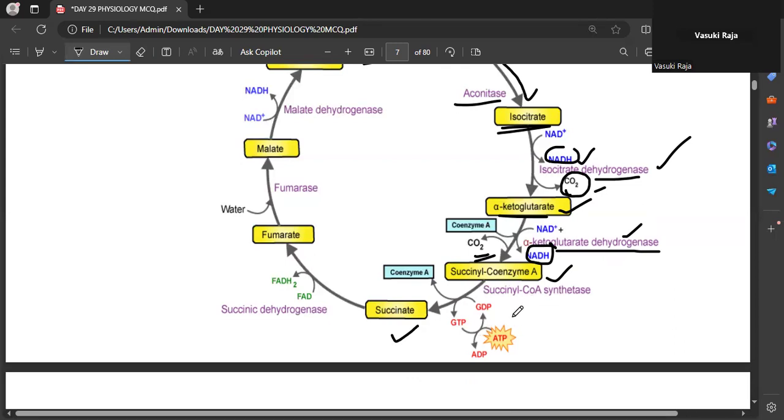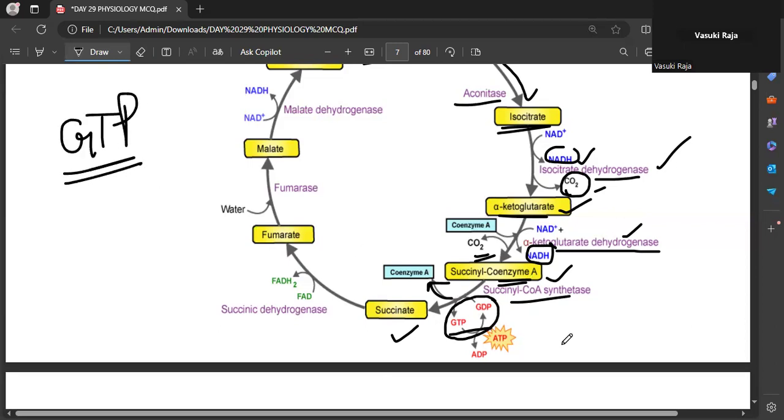Here, the CoA group, that is coenzyme A, is removed by an enzyme called succinyl-CoA synthetase. Here, ATP is not produced. Instead of that, GTP is produced. Here GTP is produced, not ATP. So this is where you have to focus.